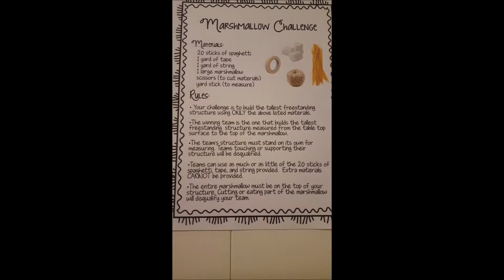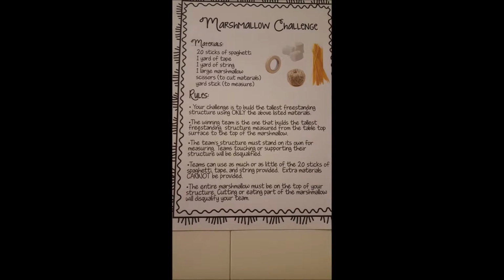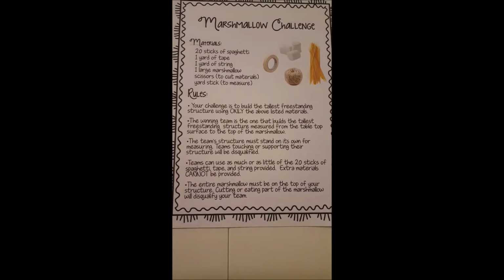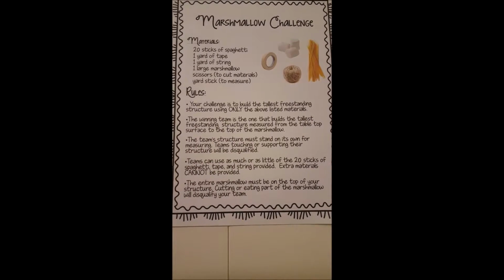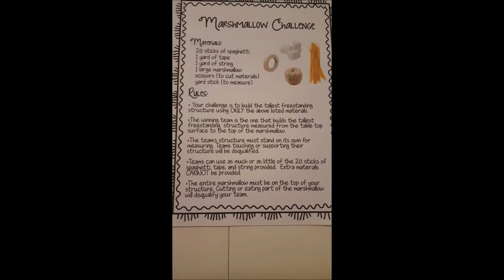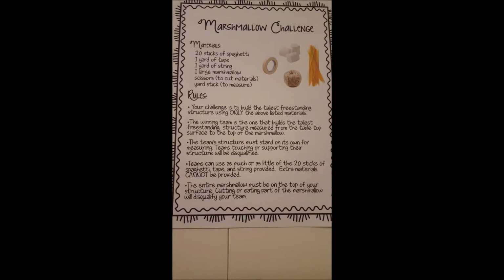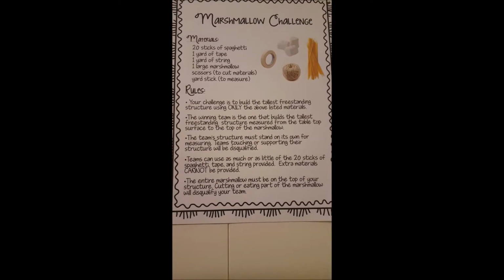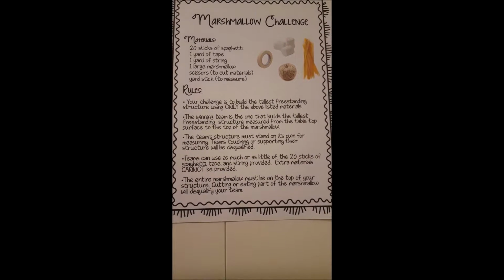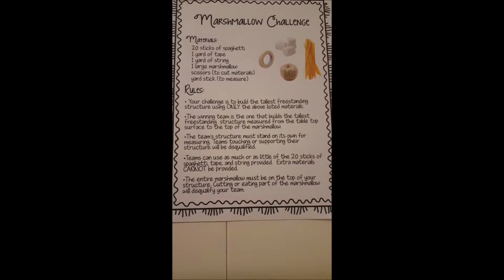Your challenge is to build the tallest freestanding structure using only the above listed materials. So this shows that they have constraints, which is something that we all deal with in the real world. The winning team is the one that builds the tallest freestanding structure measured from the tabletop surface to the top of the marshmallow. Team structure must stand on its own for measuring. Teams touching or supporting their structure will be disqualified.